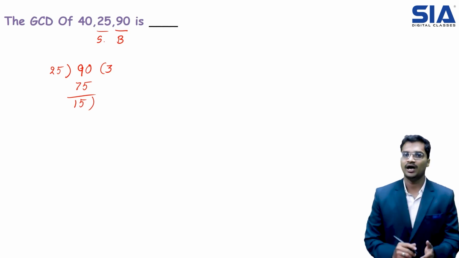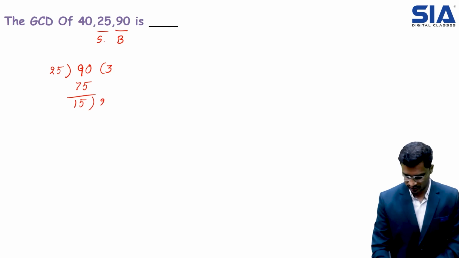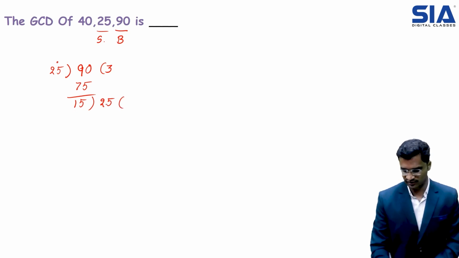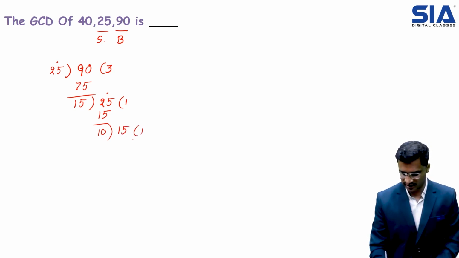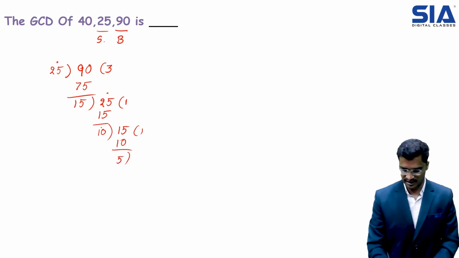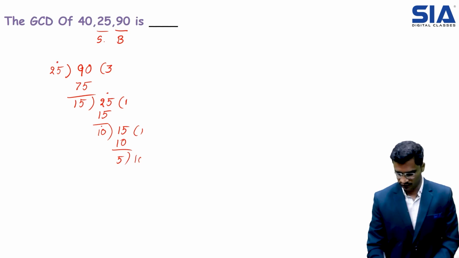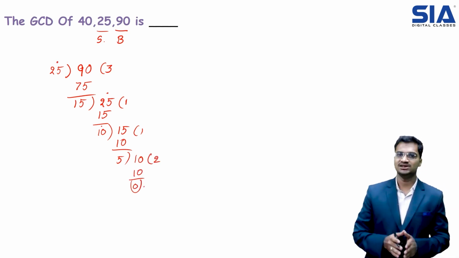So what I have to do? I have to again divide 25 by 15. 15 stays here. We have to bring this 25 here. Okay. 15 ones are 15. So the next remainder is 10. What I have to do? I have to bring the 15 down. 10 ones are 10. Again I am left with a remainder of 5. Next I have to bring this 10 down. 5 2s are 10. Now as I can see the remainder is 0.